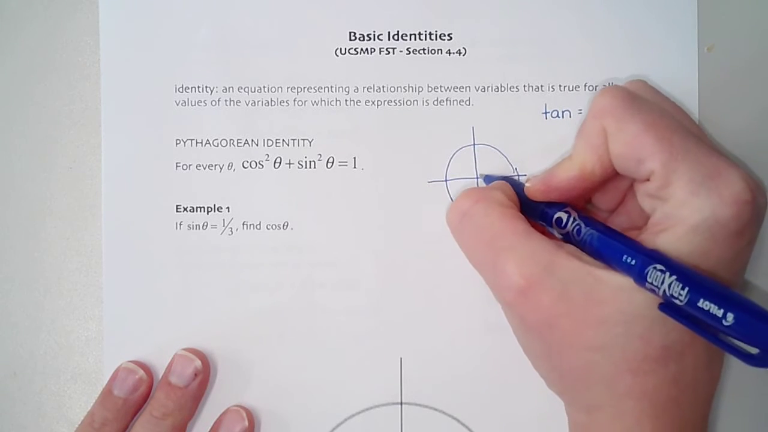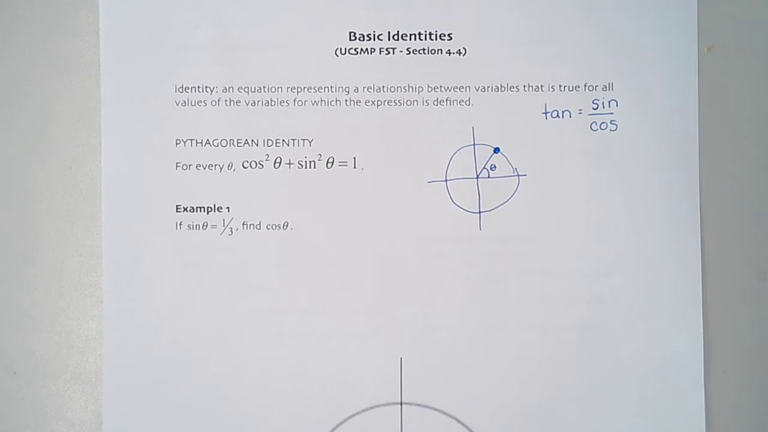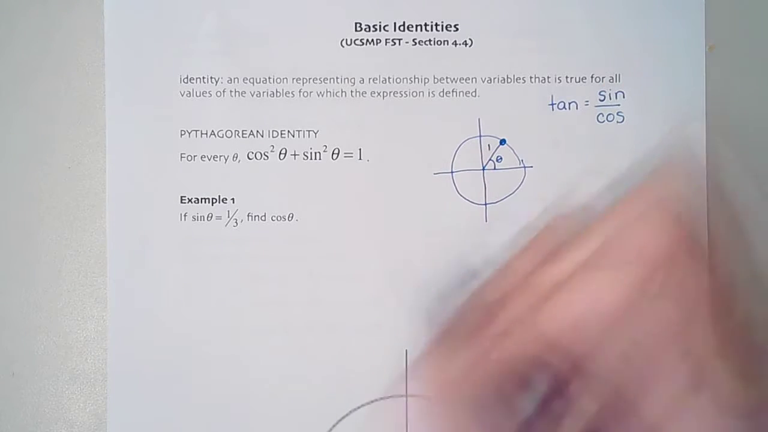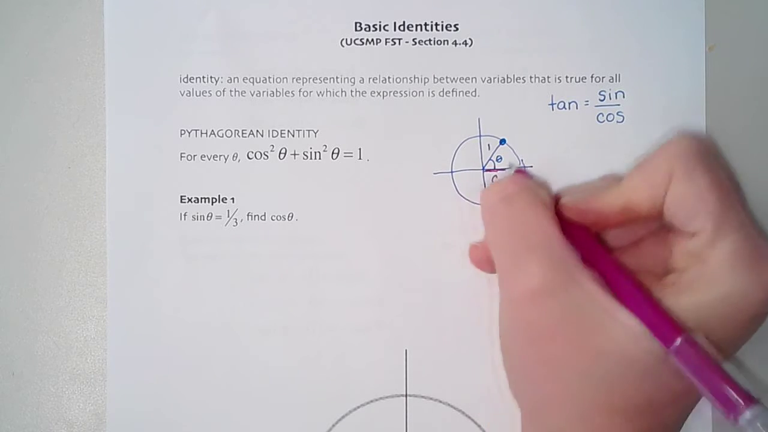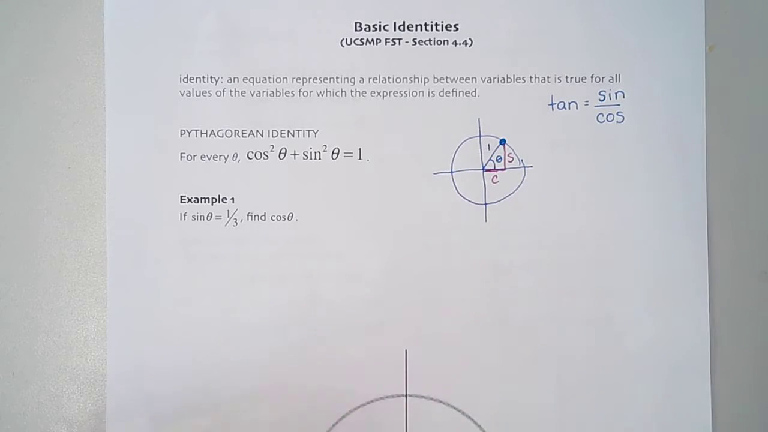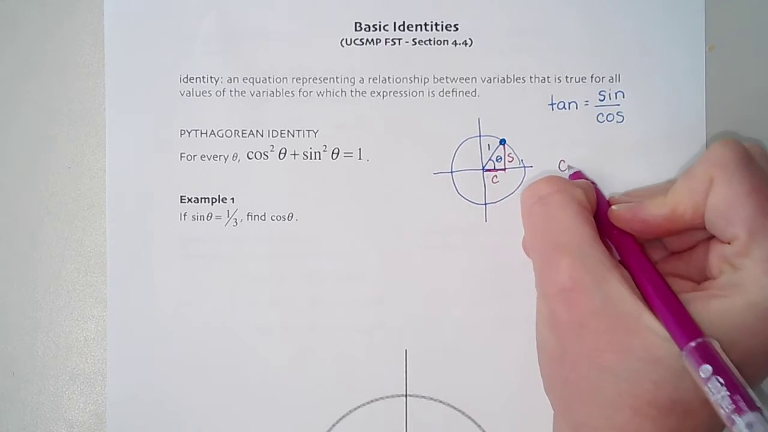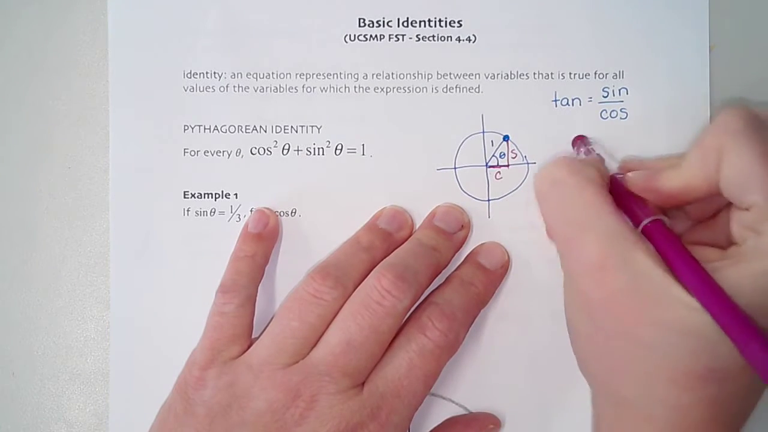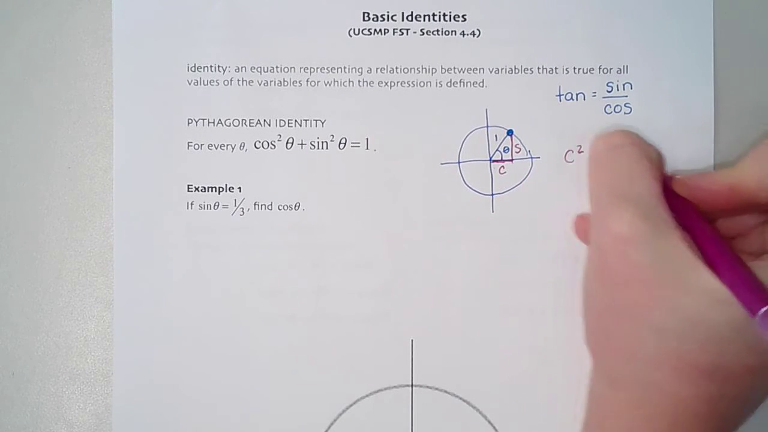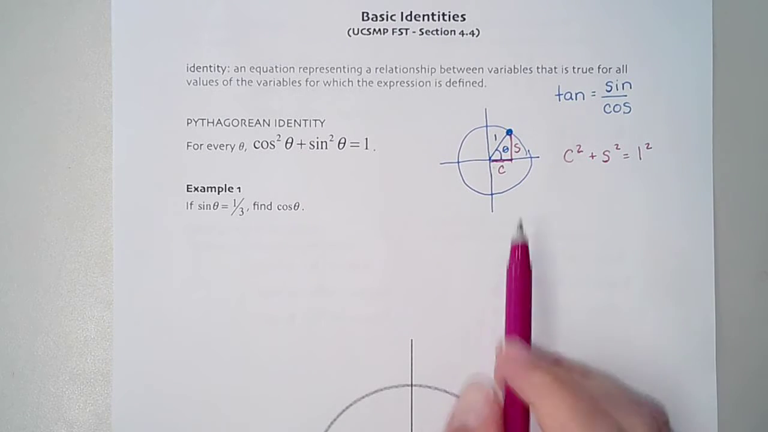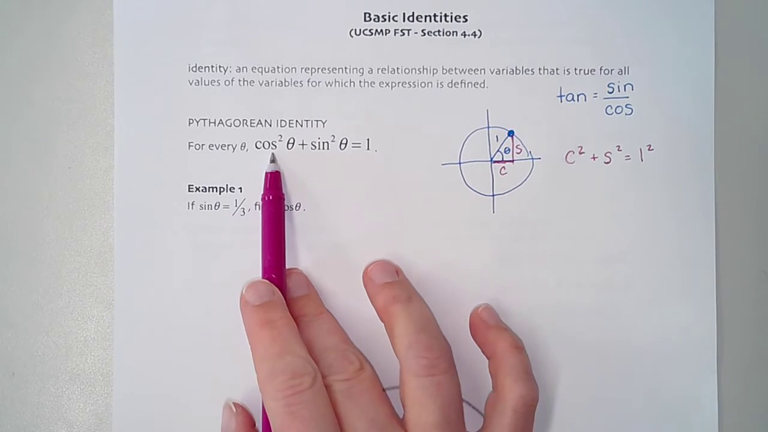If I choose a point on the circle where this is theta, remember that the length of that line I just drew would be 1 because the radius of the unit circle is 1. And I know my x value is my cosine and my y value is my sine. So if this is a right triangle, it makes perfect sense that cosine squared plus sine squared would be equal to 1 squared. That's Pythagorean theorem, right? A squared plus b squared equals c squared. 1 squared is just 1, so that gives us this identity here.